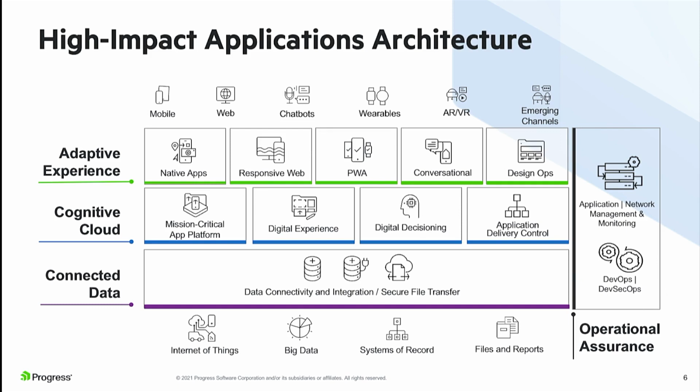Over on the black side, on the right-hand side, we have the application and network monitoring tools. So things like WhatsUp Gold, Flowmon and Loadmaster, which is our load balancer solution. All these are part of the offering from Progress as well. And last but not least, we have the DevOps, which is our Chef.io.